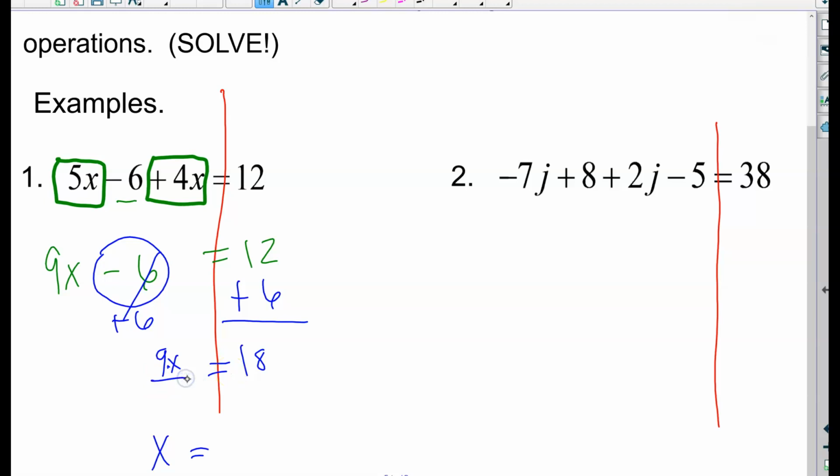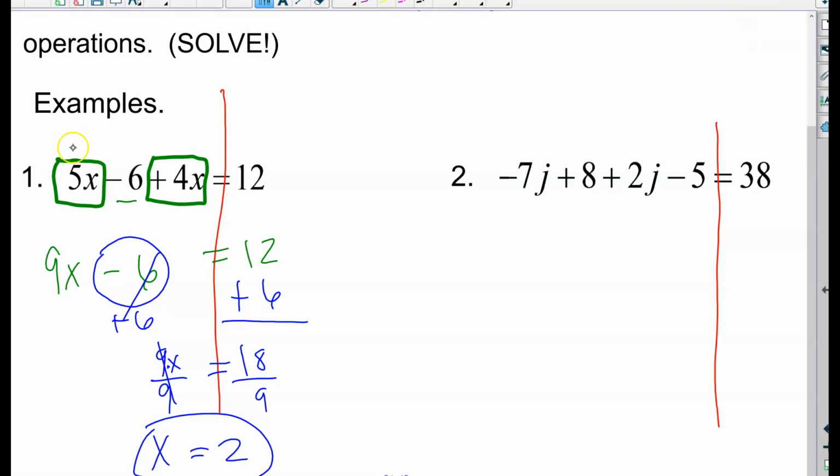So in order to undo or get rid of the multiplication step, I'm going to divide by 9 on both sides. And so 1x, when I divide 9 by 9, is equal to 18 divided by 9, which is 2.